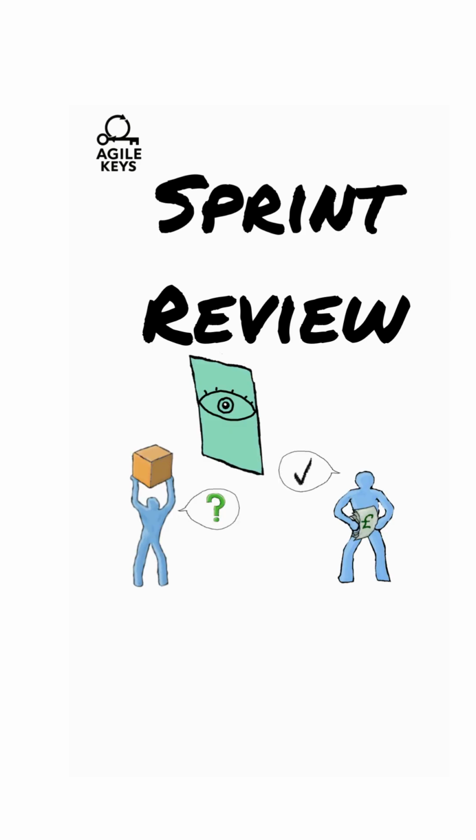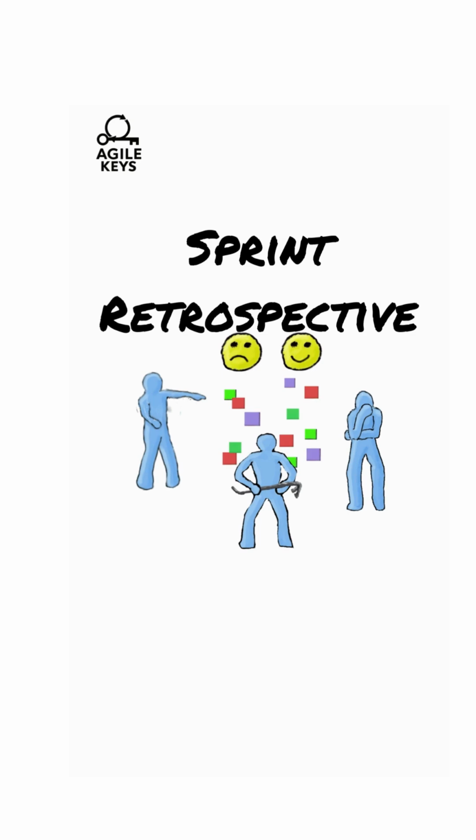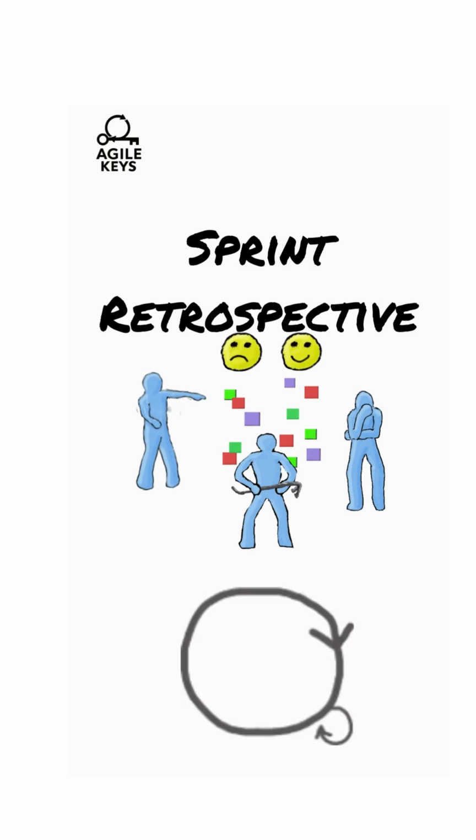Toward the end of the sprint is the sprint review. This is where the Scrum team and stakeholders interact to examine increments that have met the definition of done. And finally, there is the retrospective, where the Scrum team examines how it worked in the previous sprint and decides if it wants to make any changes for the next sprint.